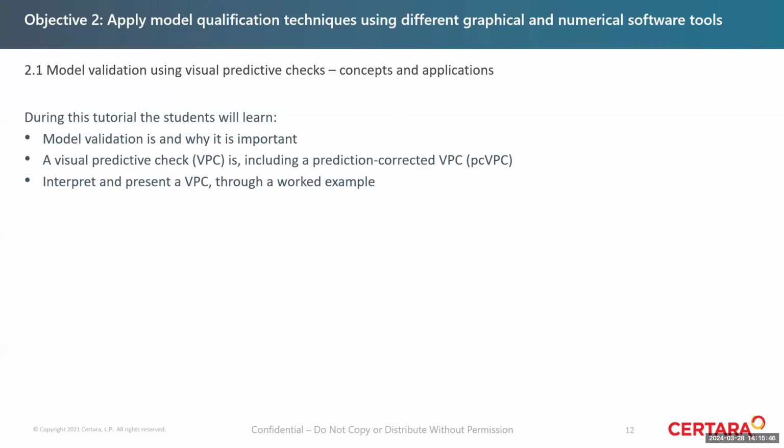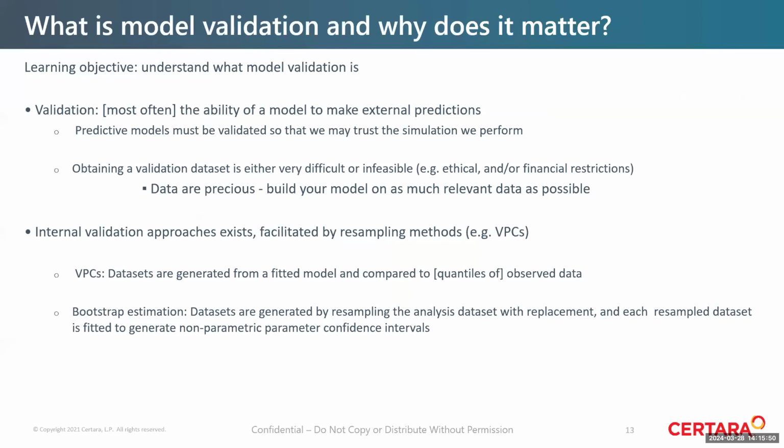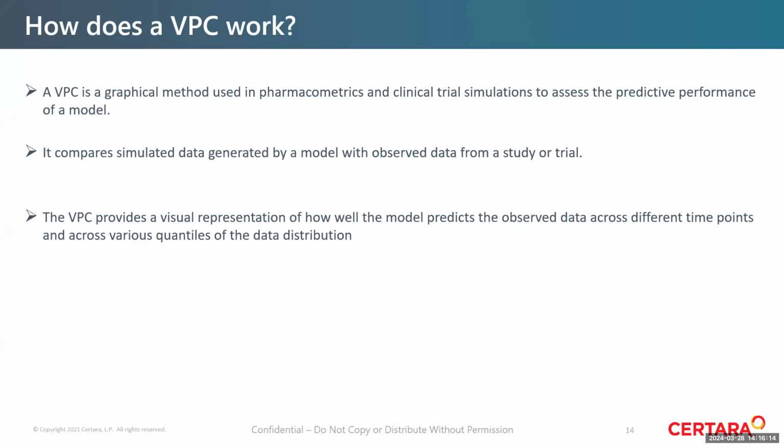We're also going to look at visual predictive checks and understand how we can use them and how to interpret them. This is one of the ways of model validation. Validation is the ability of a model to make external predictions. You can do external predictions and internal predictions. For internal predictions, you can use VPCs and bootstraps. We'll get more into that as we go on.